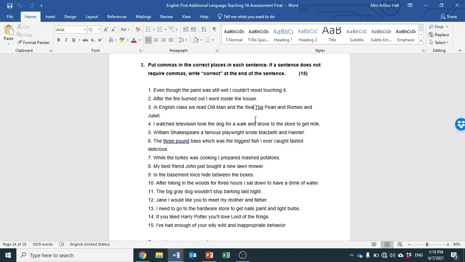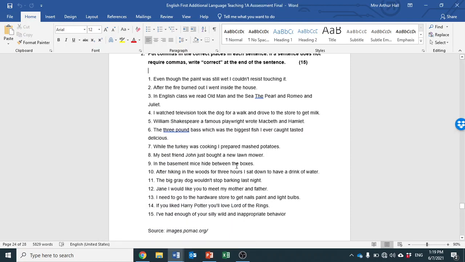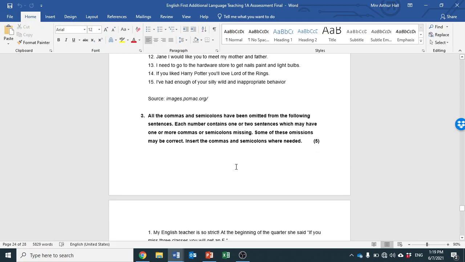Let me carry on to the next exercise. I just want to quickly show you. Okay, next exercise. My mouse just wants to play along. Number 3, the instruction says all the commas and semicolons have been omitted from the following sentences. Each number contains 1 or 2 sentences which may have 1 or more commas or semicolons missing.